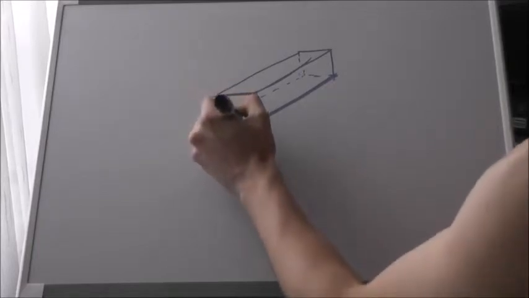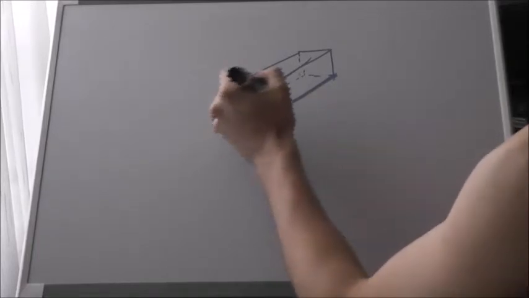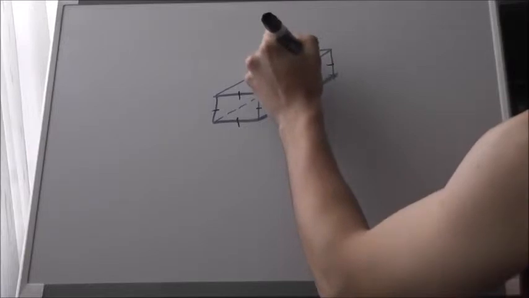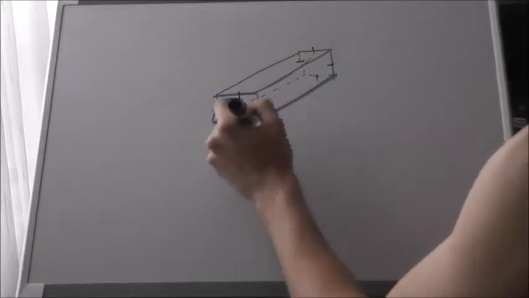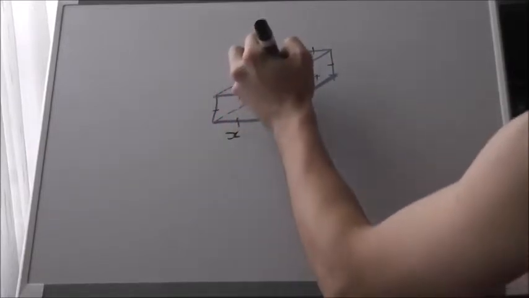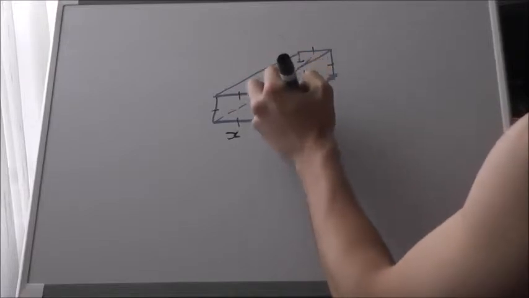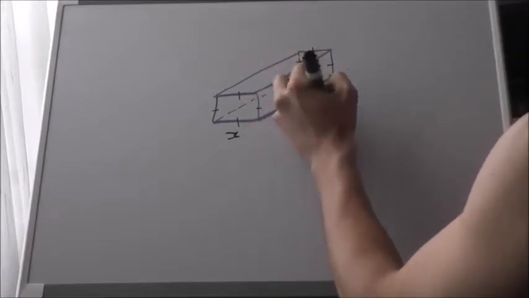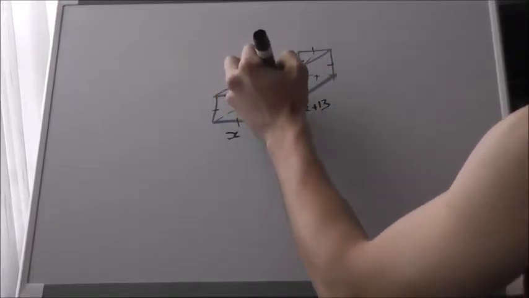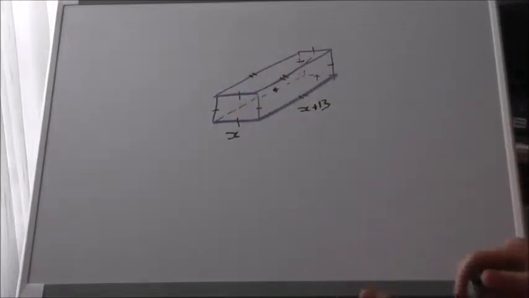Next you want to label the sides. Now you know that it has square ends, so its height and width are going to be the same. Let's call it x. Now the length of the box is 13 centimeters longer, so it's x plus 13.